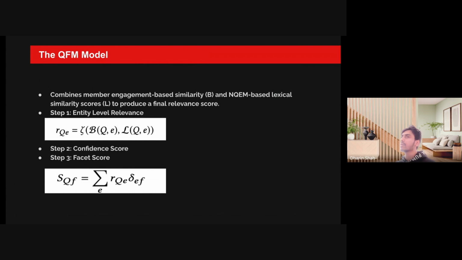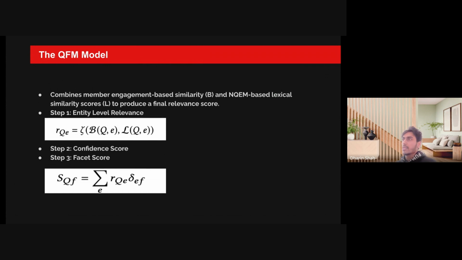The blending function is a non-linear function. They do not have an exact function defined yet in the paper, but you can see it is a function that non-linearly combines the engagement score as well as the NQEM score.